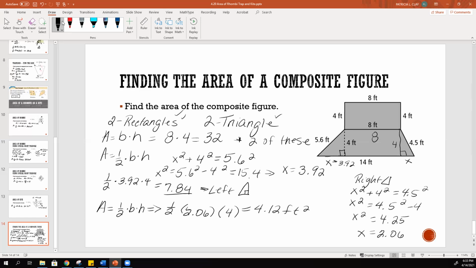Now we're not quite done yet. We need to add all of our components together. Let me tick off our triangle. So let's see where we are. We have two 32s. So the area of our figure is going to be 32 plus 32 plus the area of our left triangle, 7.84, plus our right triangle, 4.12. So we get a total of 76 feet squared.